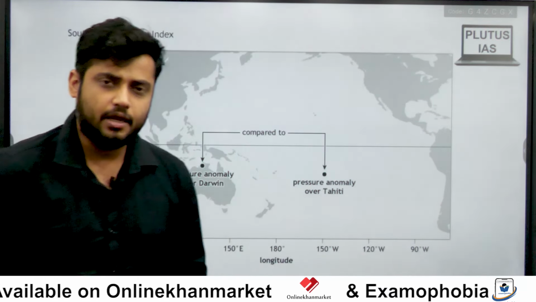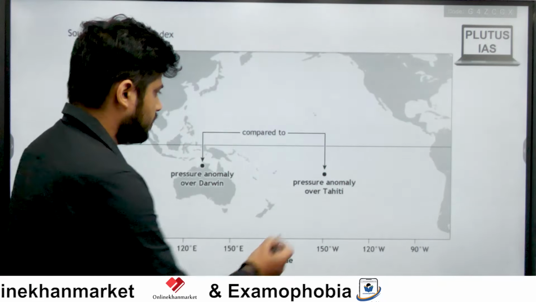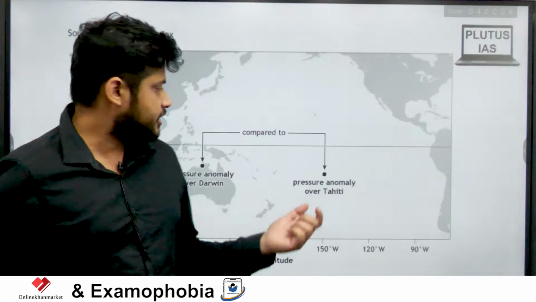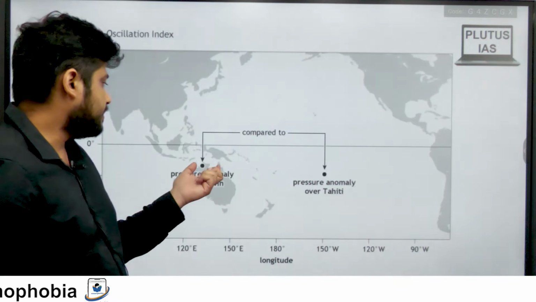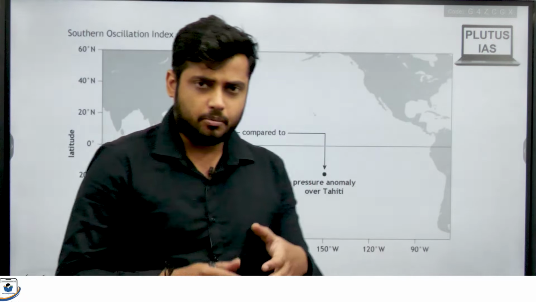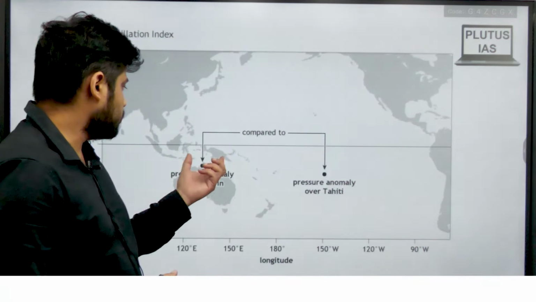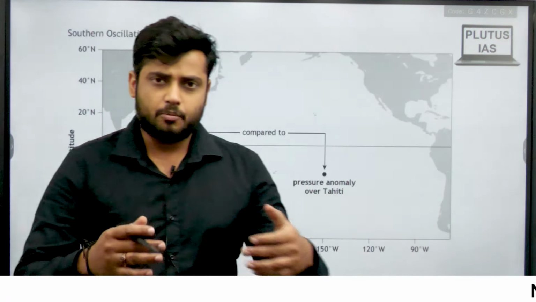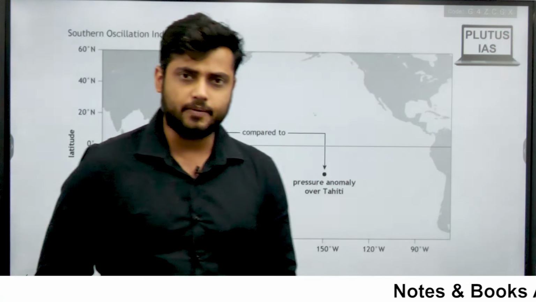One location is in Darwin, Australia, and the other location is in Tahiti. Tahiti is an island in French Polynesia in the Central Pacific Ocean. So at Tahiti Island and Darwin, we have atmospheric pressure measuring instruments. We basically have meteorological stations here which are mapping the atmospheric conditions. So here we are measuring the atmospheric pressure.